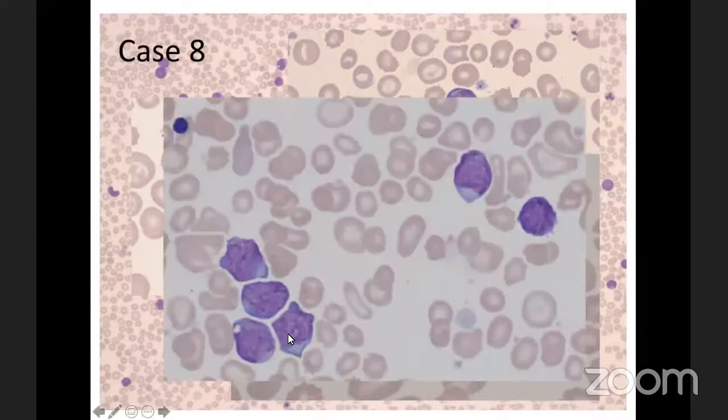Okay, more blasts, larger in size, basophilic cytoplasm, agranular. This one has a vacuolation. Also, this small blast has the cytoplasmic blebs that we saw before. We have here a nucleated RBC. So what do you think?